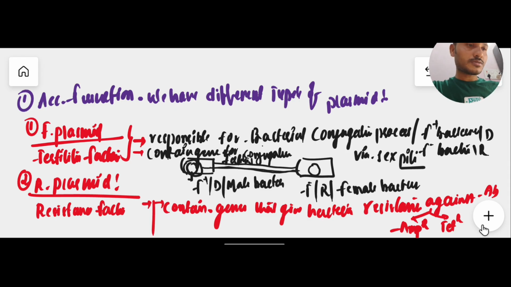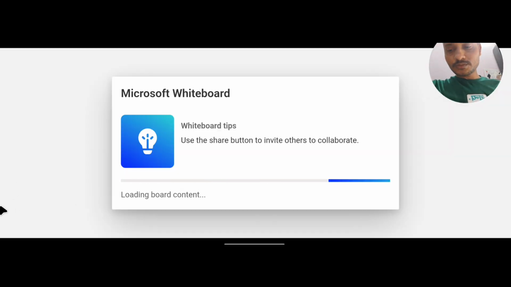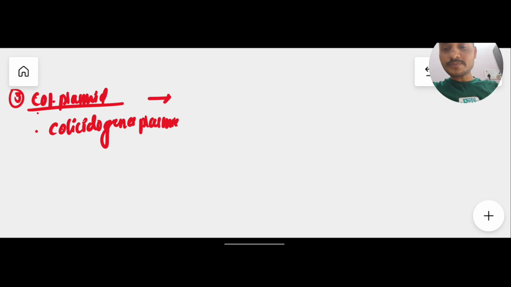Now coming to the third important plasmid, that is the Col plasmid. Col plasmid means colicinogenic plasmid. These plasmids contain a gene here.